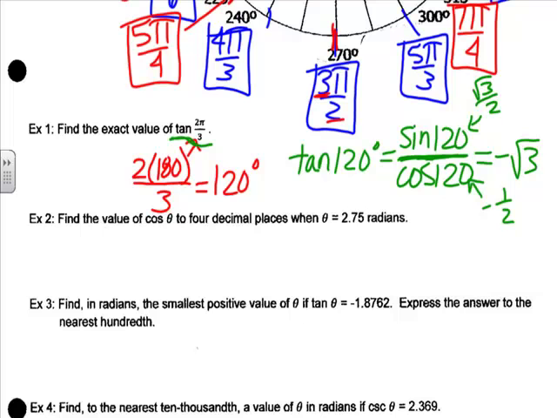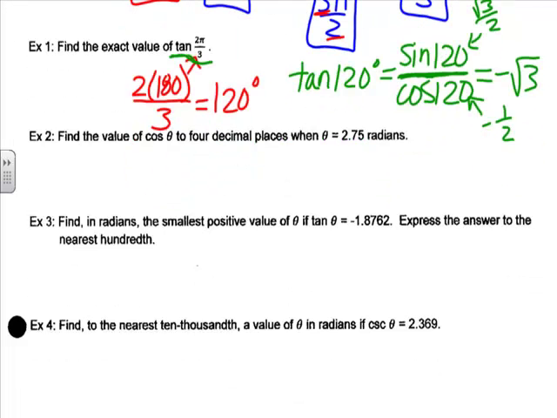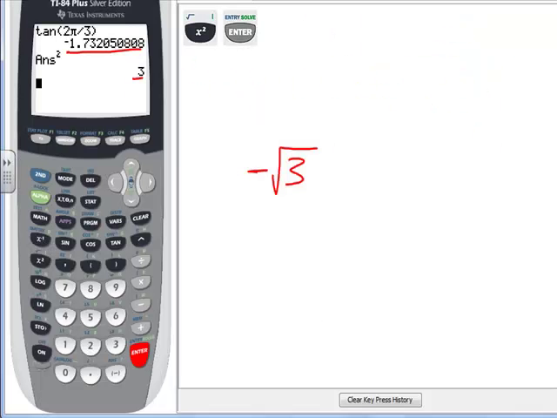Okay, find the value of the cos of theta to 4 decimal places when theta is 2.75. This is about as easy as this type of problem is going to get. Basically, as long as my calc is in radians, take the cos at 2.75 and out comes my answer. So I just go back to my calculator here.